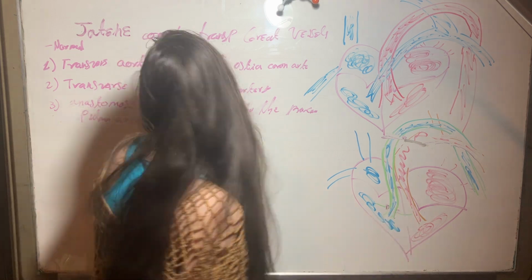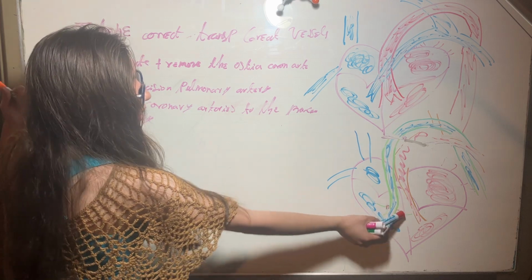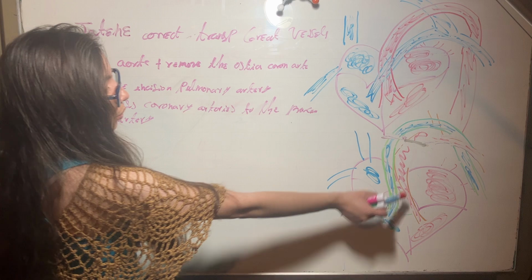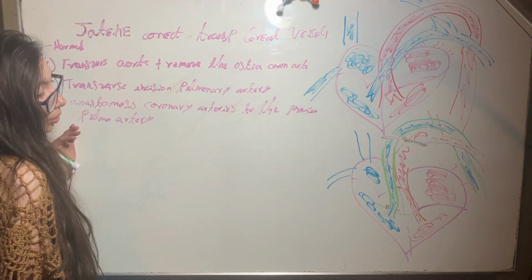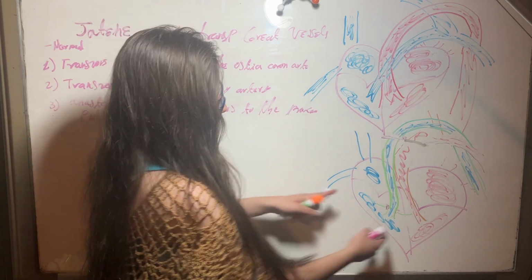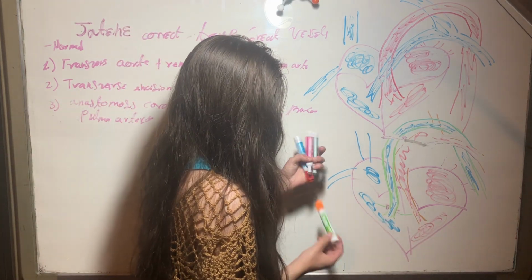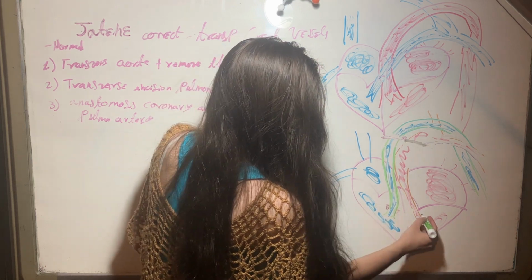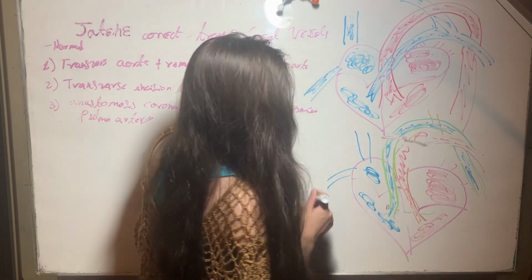So step 1, we do this transposition and we cut the ostia of the coronary artery. Step 2, we do a transverse incision of the pulmonary artery. Step 3, we do this anastomosis. So now we have the coronary arteries arising from the proximal pulmonary artery.